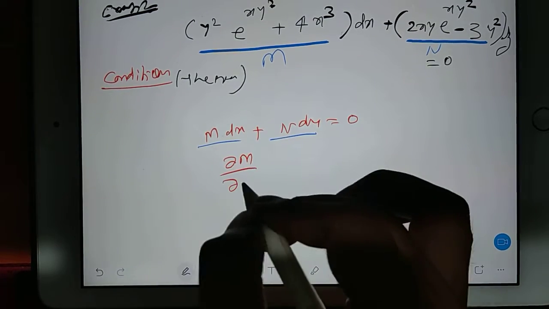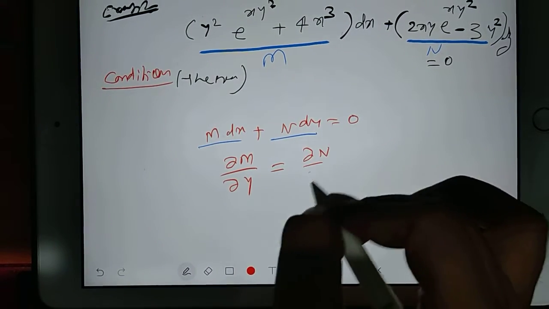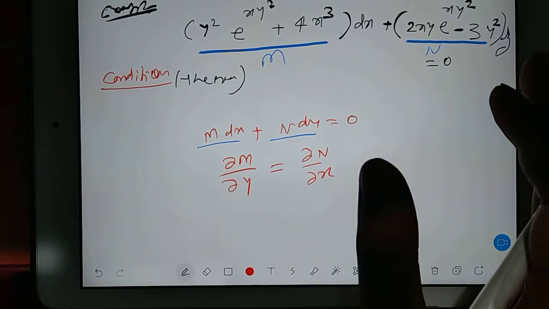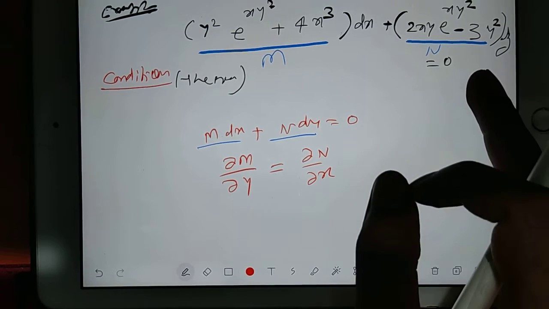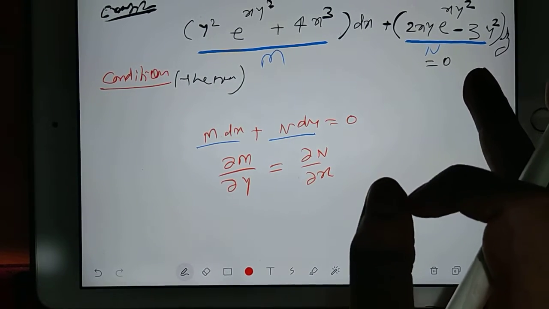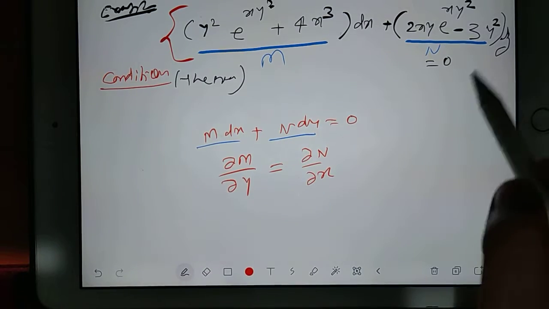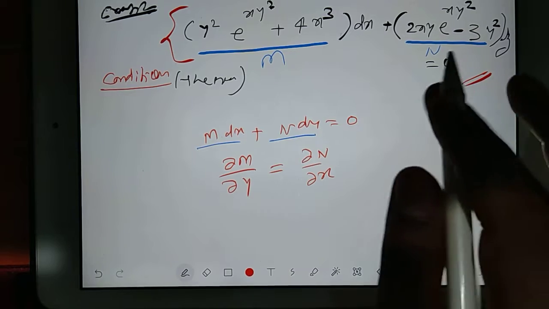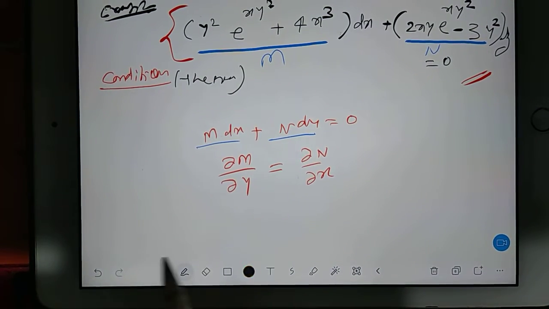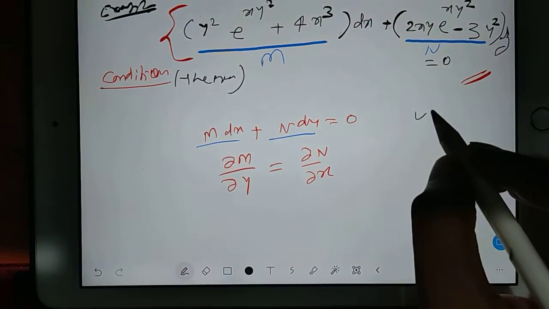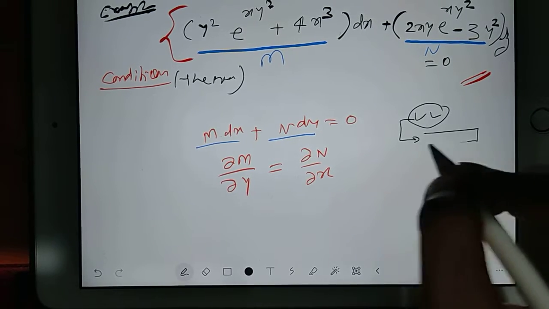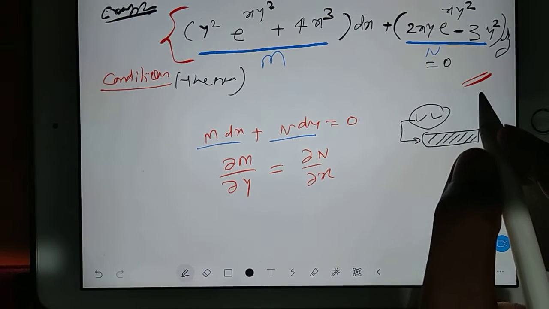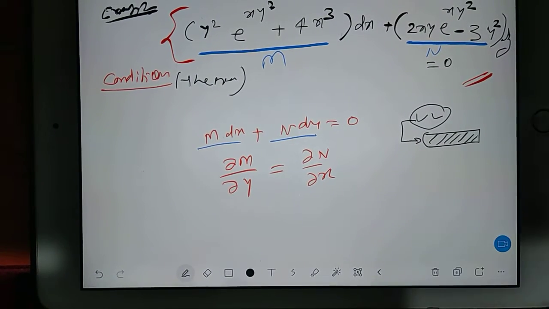If dou M by dou y is equal to dou N by dou x, then we say our equation is an exact differential equation. And once you have verified that the question is in the form of an exact differential equation, then you have to remember the direct formula, the direct solution. How will you remember it? Like when we have Leibniz form, we have a permanent equation for the solution. In the same way, when you have an exact differential equation, you also have a permanent equation for the solution.